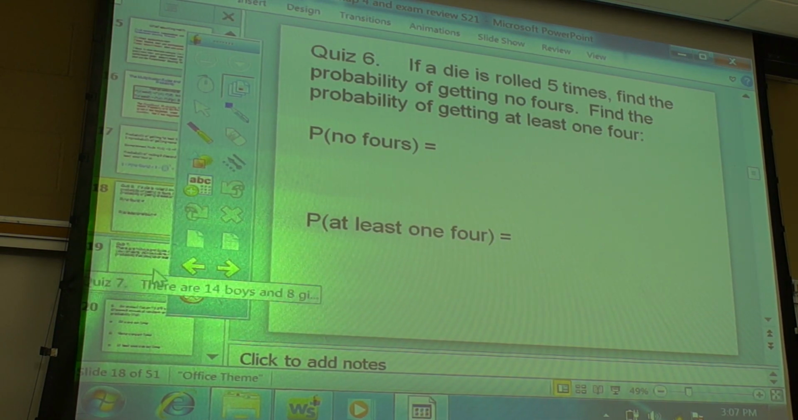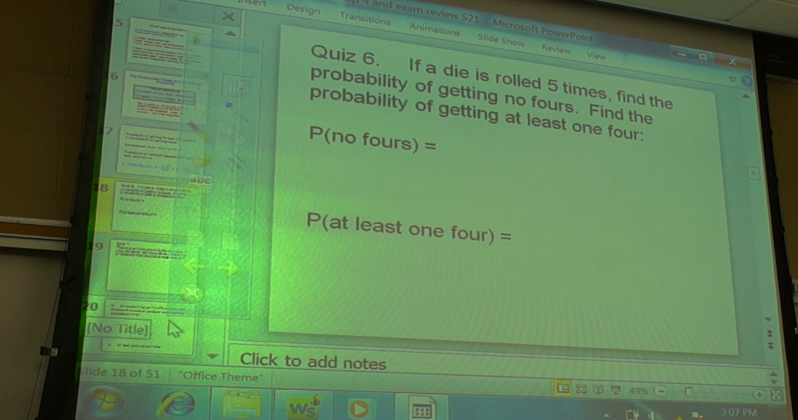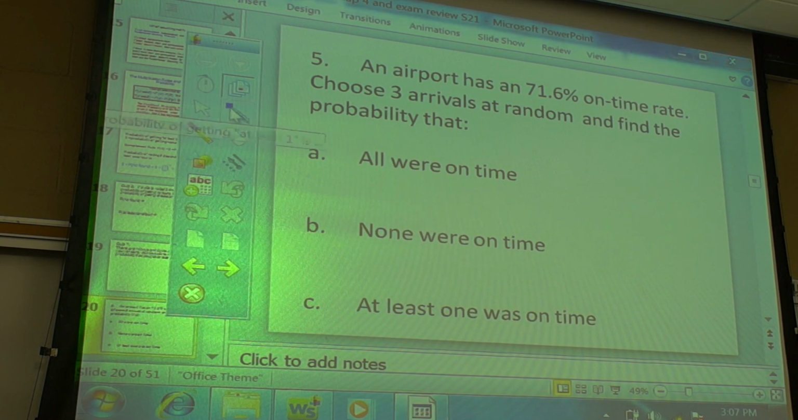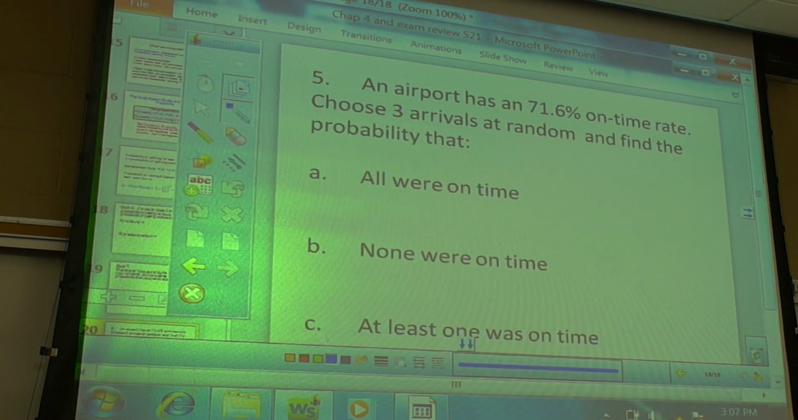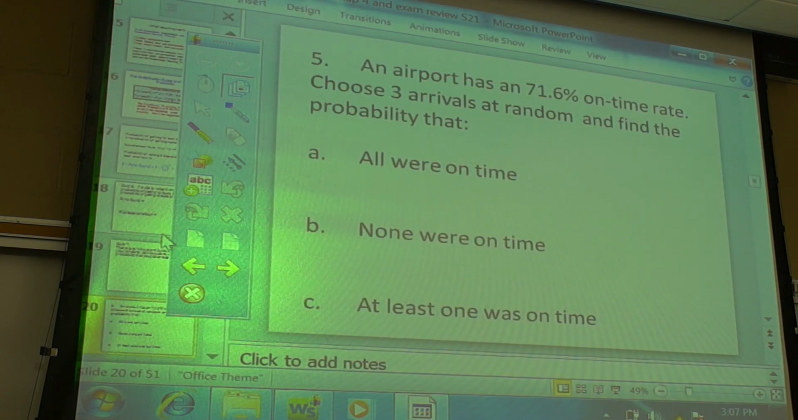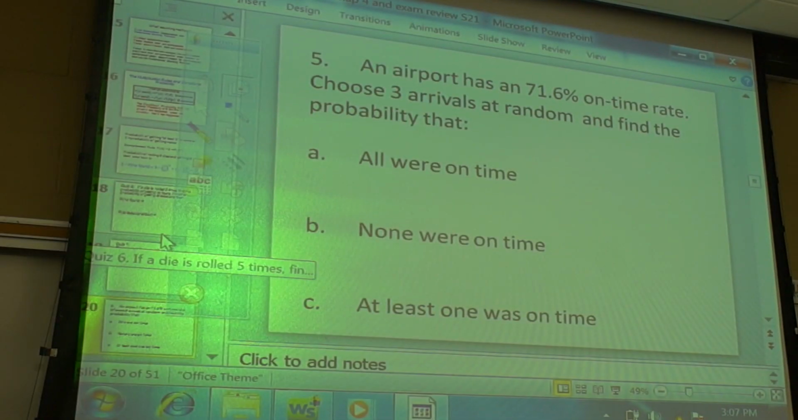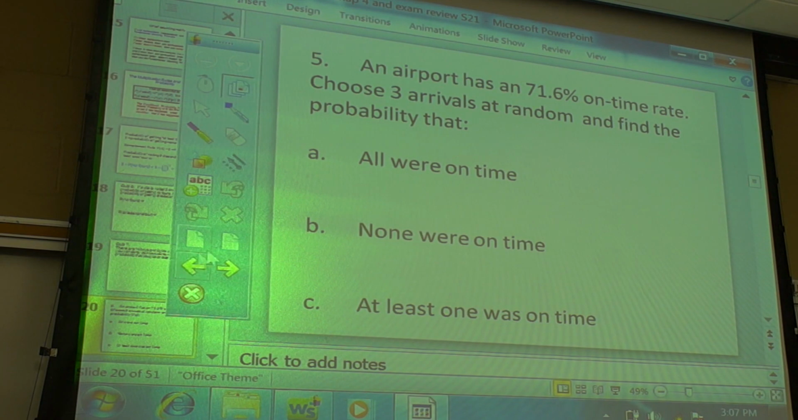This is quiz problem 6. Did you guys get to quiz problem 6? Did everyone get a chance to? Let's do this one first. Who felt like 6 was easier than number 1? And who felt like number 1 was easier than number 6? Okay, so we'll do number 1 first.